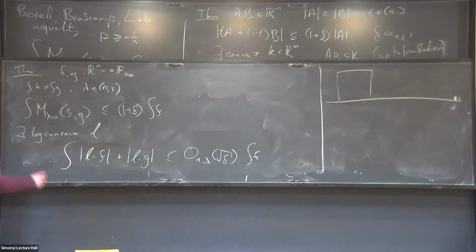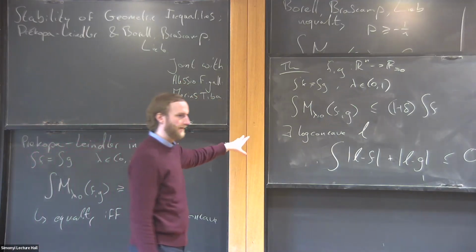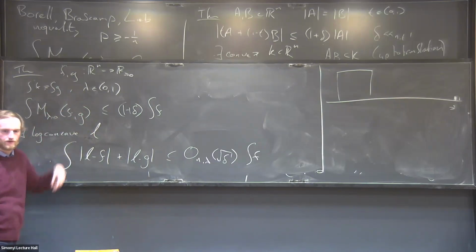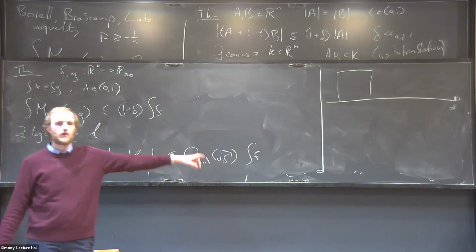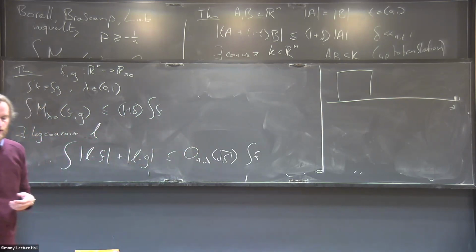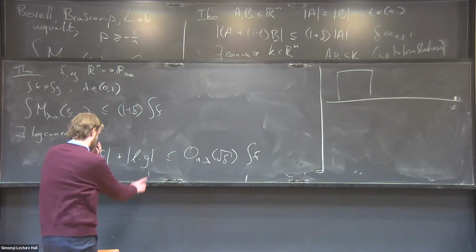All right, and we get the same result for Borell-Brascamp-Lieb, where you need to replace log concave with p concave. We get the same result. And again, this dependence is optimal for exactly the same example. You could even take genuinely just indicator functions of these rectangles again, and we show that this dependence is optimal.